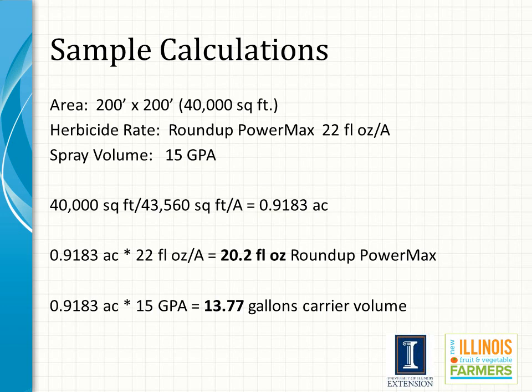We then take that times the rate of application, which is 22 ounces of Roundup, and that tells us we need around 20 ounces of Roundup to cover that area. Likewise, we take our acreage times our spray output of 15 gallons per acre, and it should take us a little bit under 14 gallons of carrier volume to do this.